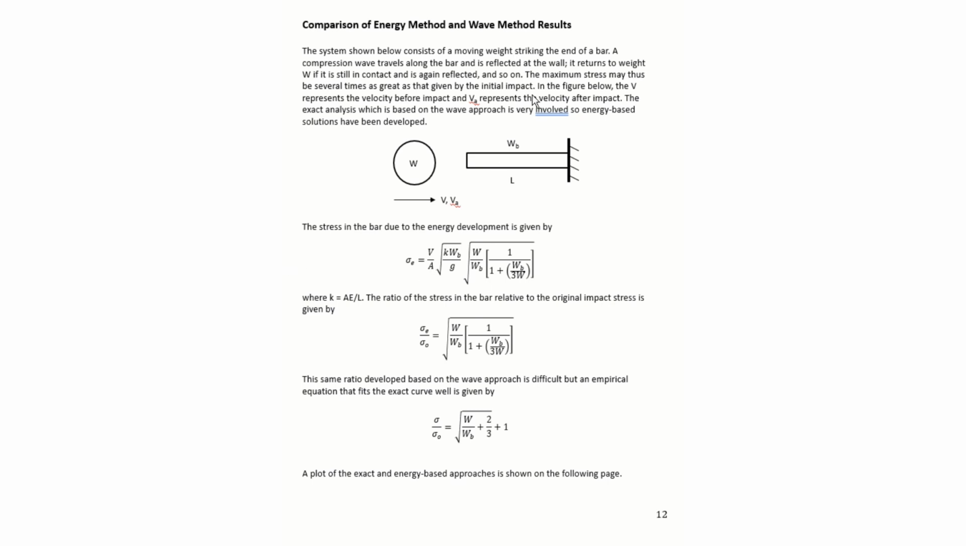This page shows us the difference between the results that we get from the two methods. What we're seeing here is this moving weight W that impacts the end of a bar, and then there's a compression wave that travels and propagates along this bar. This happens to be a well understood wave propagation problem, so we can actually get a wave propagation solution because it's a rod with a traveling wave in one direction along the length of the rod.